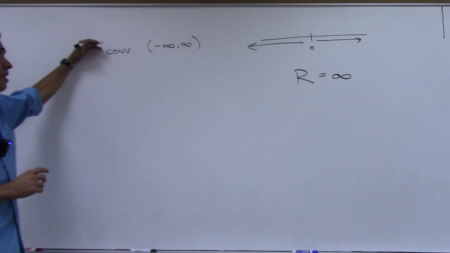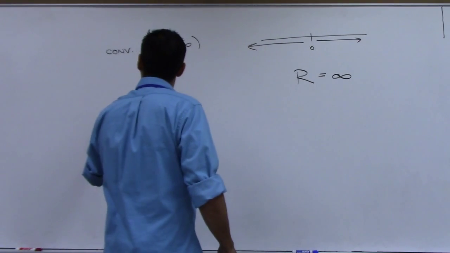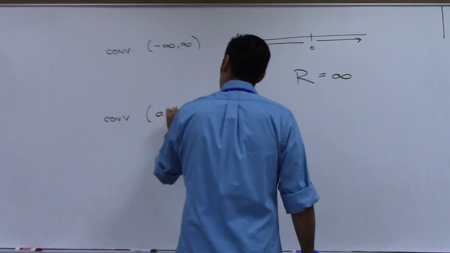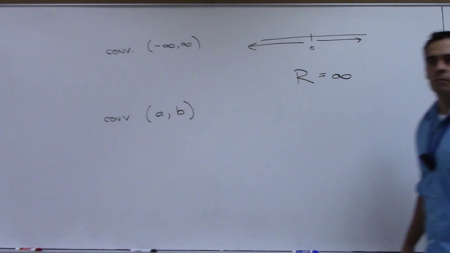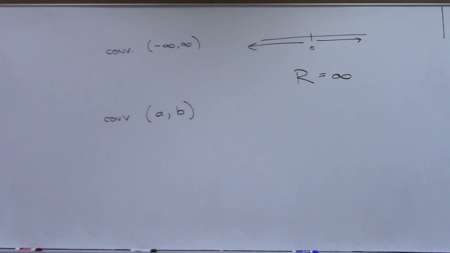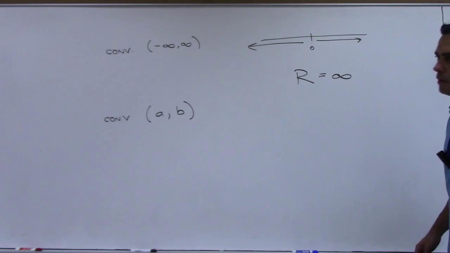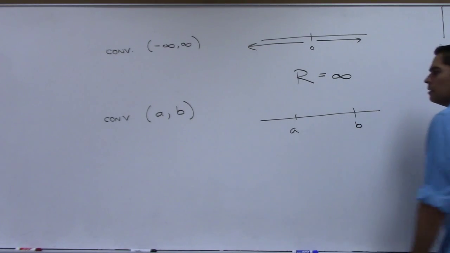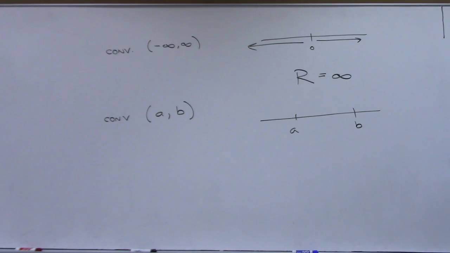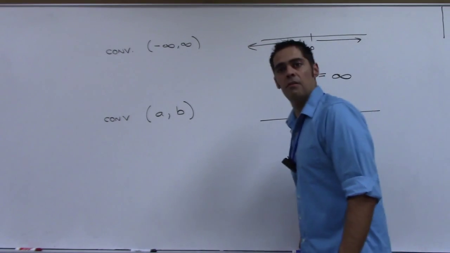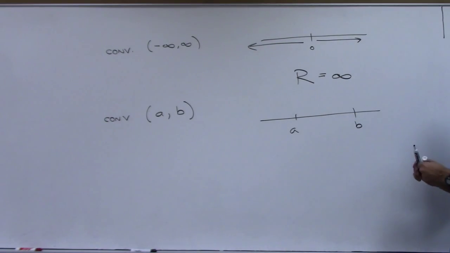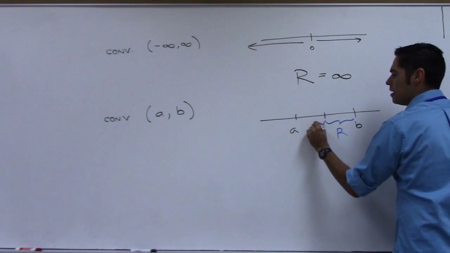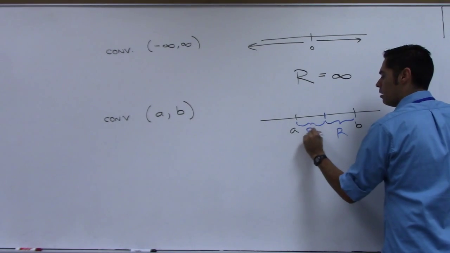What if we have, that's one scenario we could have. What if it converges on some interval a, b? What would its radius of convergence be? We don't know if it's centered at 0, right? Because it could have been moved over. The distance from here to here would be r, and the distance from here to here would be r.